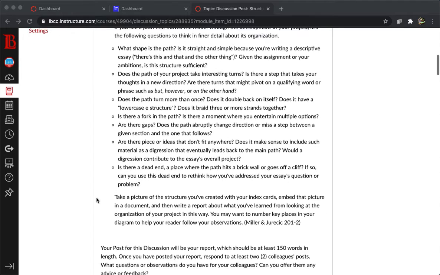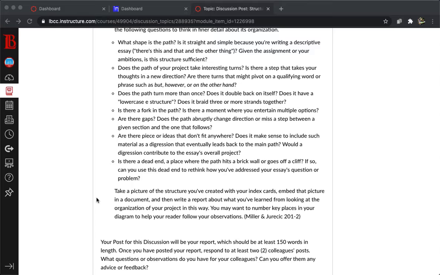Is there a dead end, a place where the path hits a brick wall or goes off a cliff? If so, can you use this dead end to rethink how you've addressed your essay's question or problem? So sometimes if we hit a brick wall, that could be an instance where maybe we've run out of things to say, or maybe we need to rethink the way that we've organized our essays.